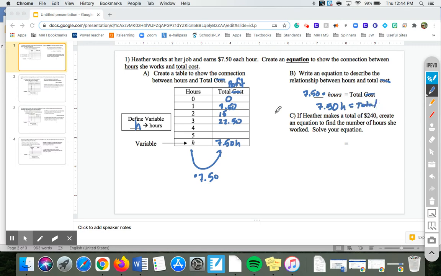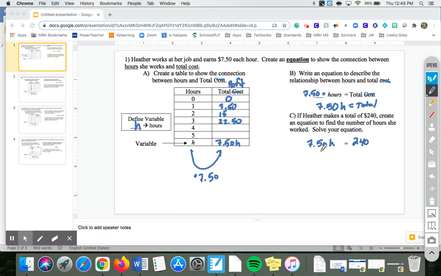Then what's going to happen is we're going to be writing equations with one variable. You're going to be given the total. It says we're told that Heather made a total of $240. Create an equation to solve. So $7.50 multiplied by H is equal to $240. Now that's my equation in which I can solve for H. But again, I could have a whole bunch of different equations that we could solve. If I gave you H, I could figure out how much she made. If I gave you a different amount that she had made, we could find out the number of hours that she worked.